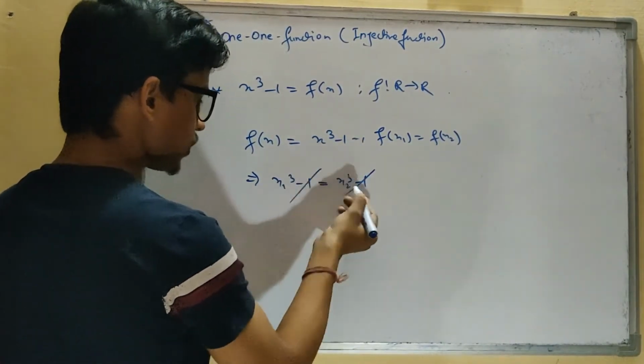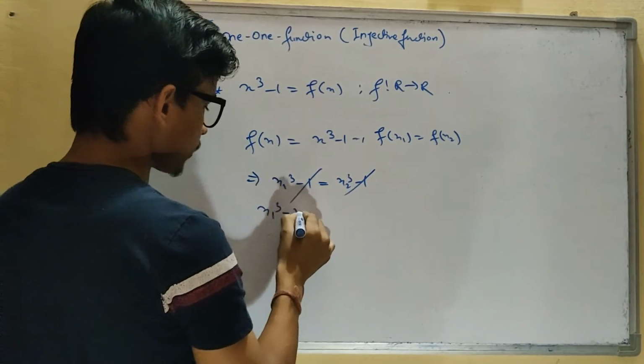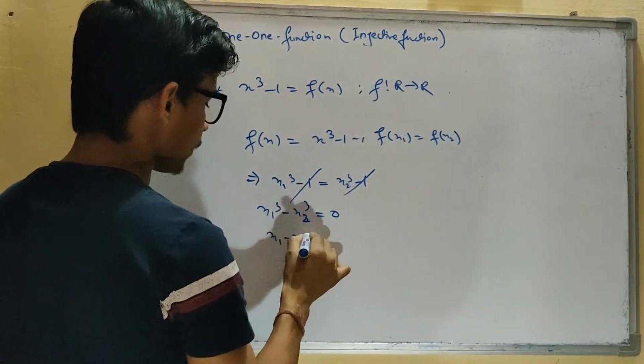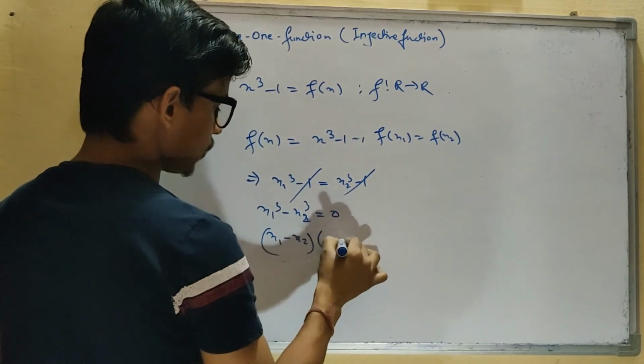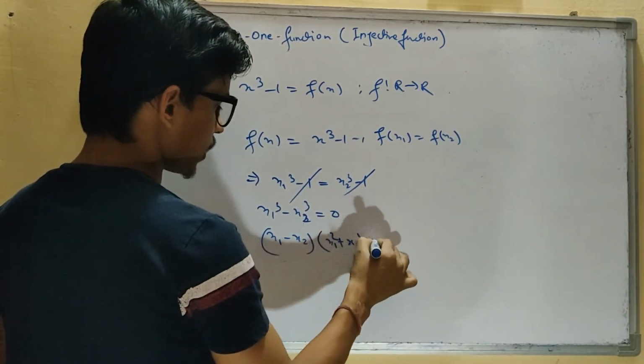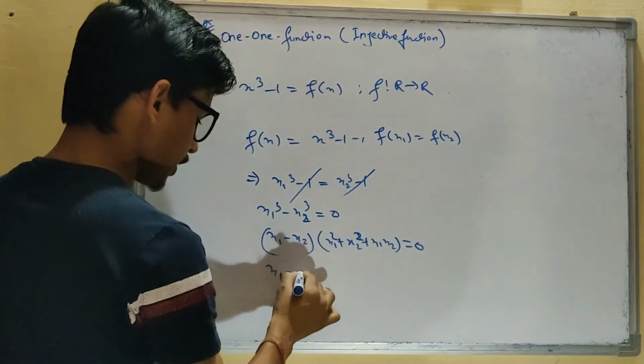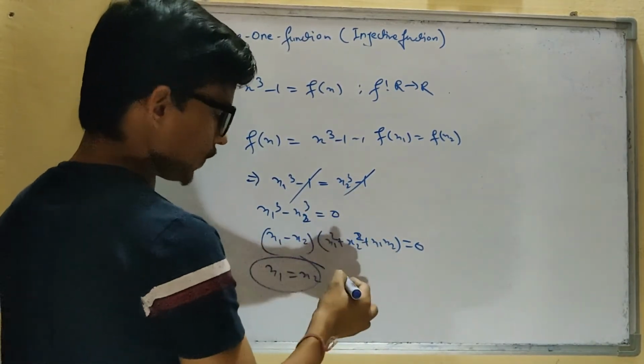So the 1 will cancel out. This will come here: x1 cubed minus x2 cubed equals 0. So (x1 minus x2)(x1 squared plus x2 squared plus x1 x2) equals 0. Okay, so this gives x1 equals x2, and then we solve the other factor.